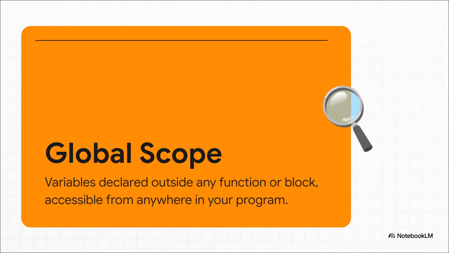First up, you've got the global scope. This is the big, wide-open country of your program. Any variable you declare way out here, not inside any function, is global. That means it can be seen and used from literally anywhere in your code. Just a word of warning, though. It's really easy to cause problems and conflicts out here. So as a general rule, we try to keep the global space pretty clean.